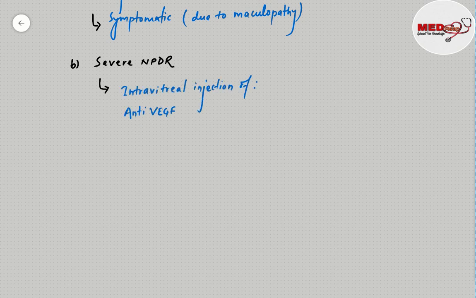At the same time, we give intravitreal injection of the steroid called triamcinolone acetate, which helps to decrease the retinal edema. And if the patient at this stage is symptomatic, that is if he has blurry vision, then the treatment of diabetic maculopathy is also given. And we have to call this person for the follow-up every 3 months.